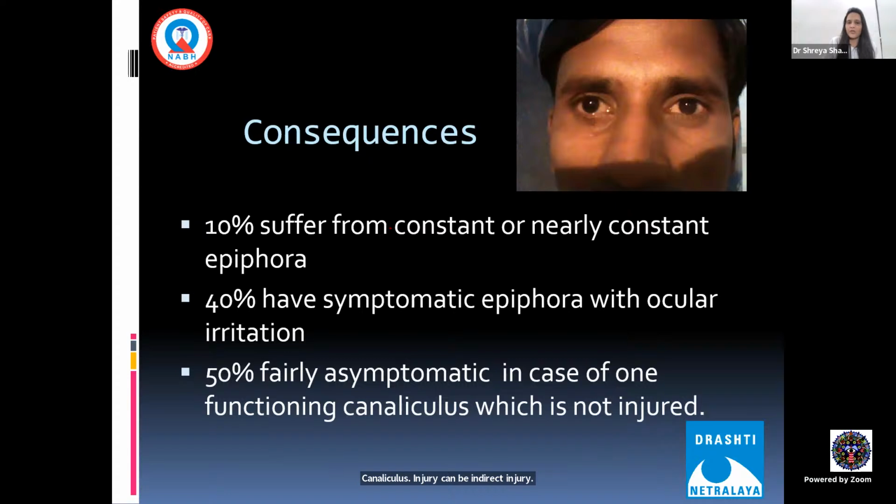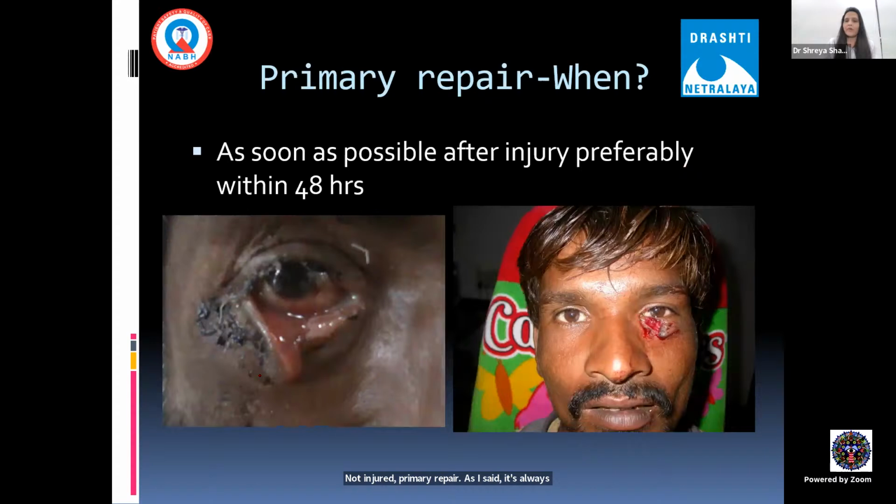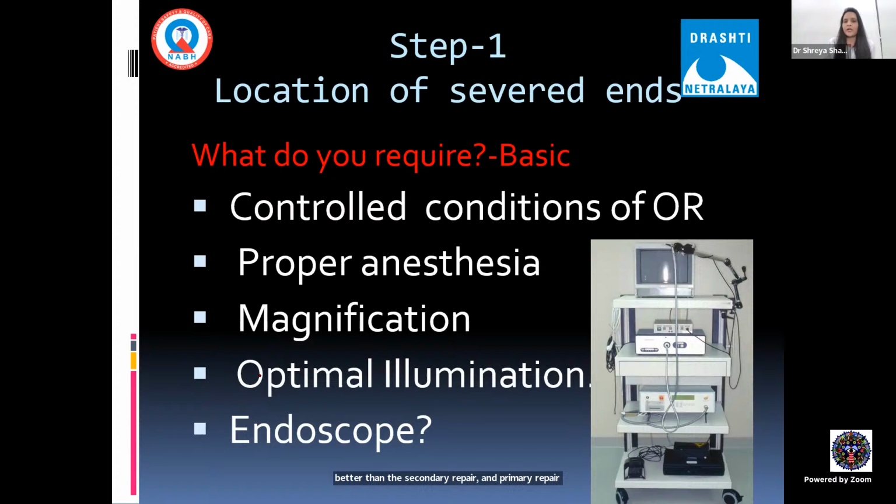If you look at the consequences, 10% suffer from constant or nearly constant epiphora. 40% have symptomatic epiphora with ocular irritation. 50% are fairly asymptomatic in case of one functioning canaliculus, which is not injured. Primary repair, as I said, is always better than secondary repair, and primary repair has to be done within 24 or 48 hours. To do the canalicular repair, you have to have controlled conditions in the operation room, proper anesthesia, magnification, optimal illumination, and an endoscope will definitely help.